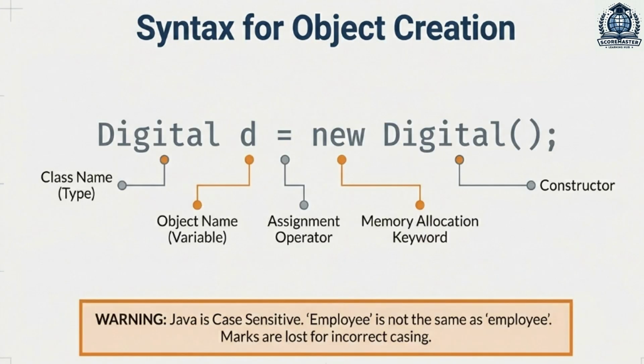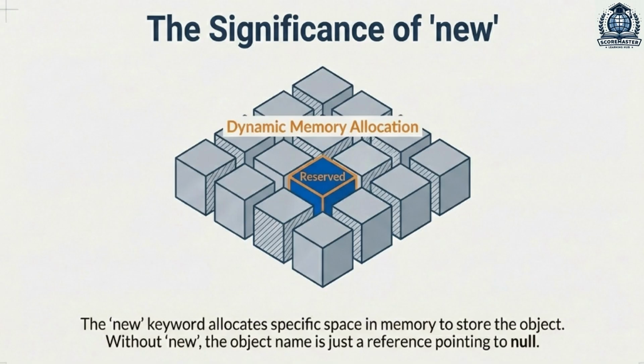Syntax for object creation. Class name, type. Object name, variable. Assignment operator. Memory allocation keyword. Constructor. The significance of new. The new keyword allocates specific space in memory to store the object. Without new, the object name is just a reference pointing to null.